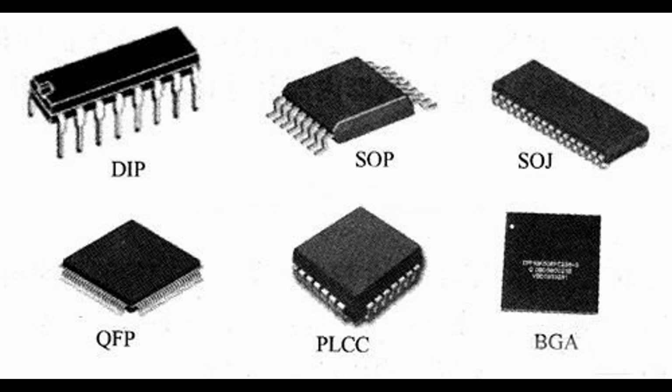ASICs, application-specific integrated circuits, and FPGAs, field programmable gate arrays, are both types of digital integrated circuits used for different purposes in the world of electronics. Here's an overview of each and how they differ. ASIC, application-specific integrated circuit. Customization. ASICs are custom-designed integrated circuits created for specific applications. They are highly customized to perform a particular set of functions or tasks.